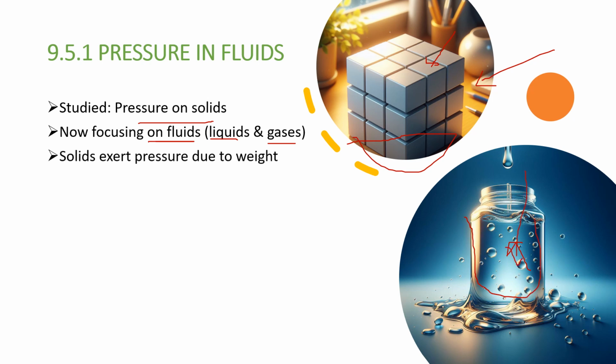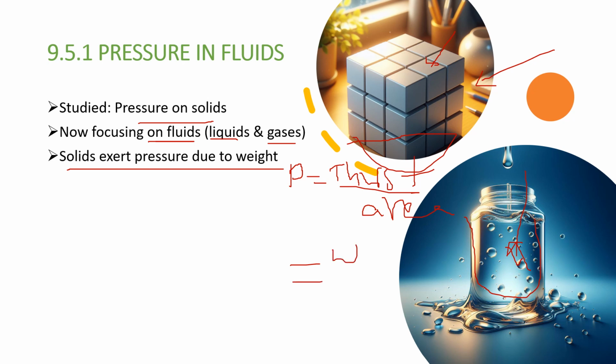Solids exert pressure due to weight. You know that, right? Pressure is equal to thrust per area. And what is thrust? Thrust is equal to weight, that is, m into g. So pressure is mg by area. Solids exert pressure which is a function of mass, gravity, and area.